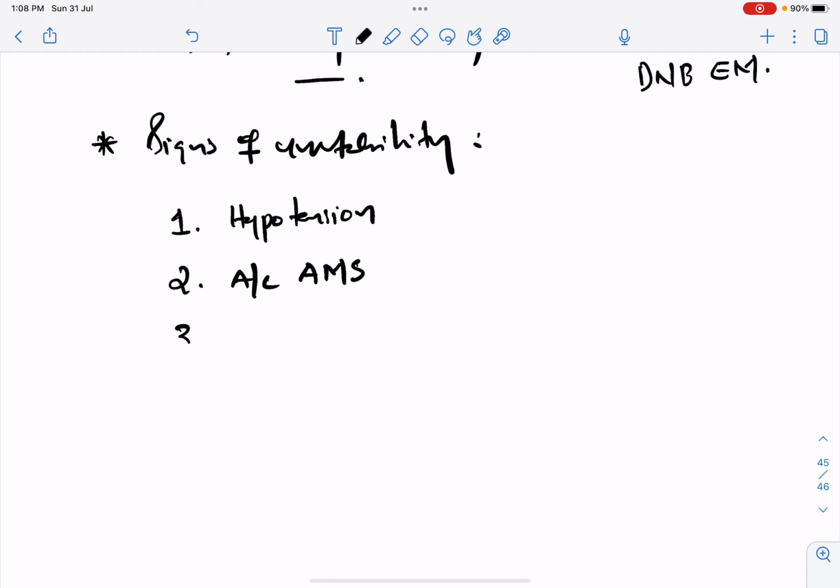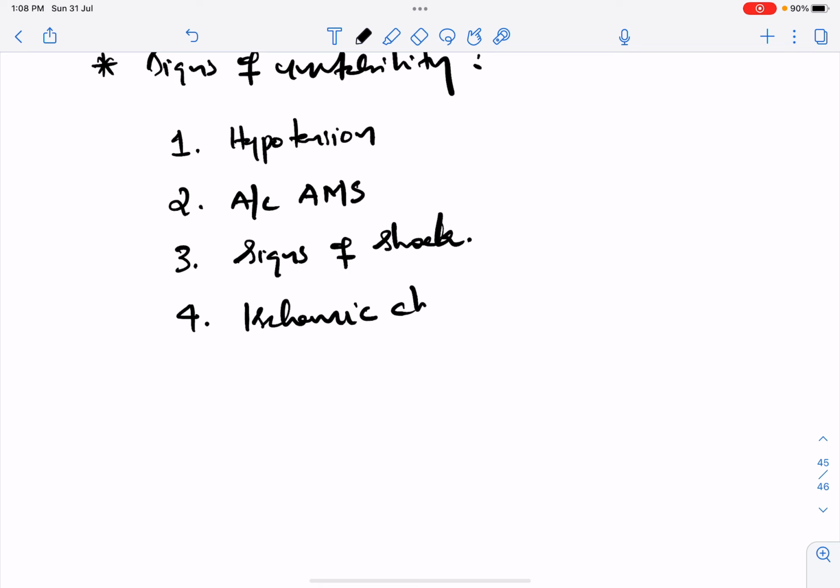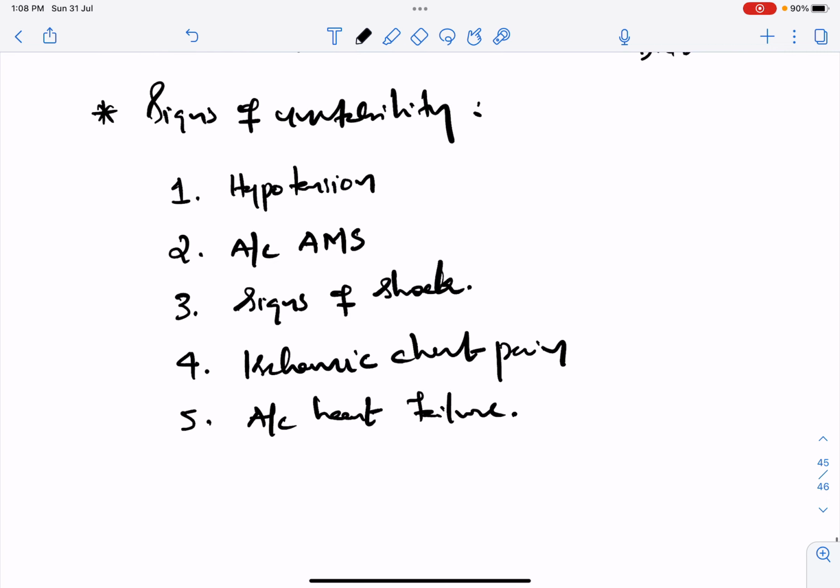The third one is signs of shock. Patient presented with shock due to this arrhythmia. The fourth one is ischemic chest pain. And the fifth one is acute heart failure. So these 5 things are the signs of instability.